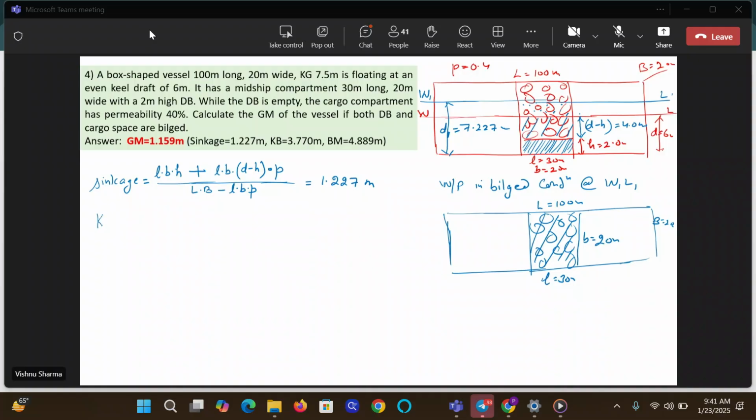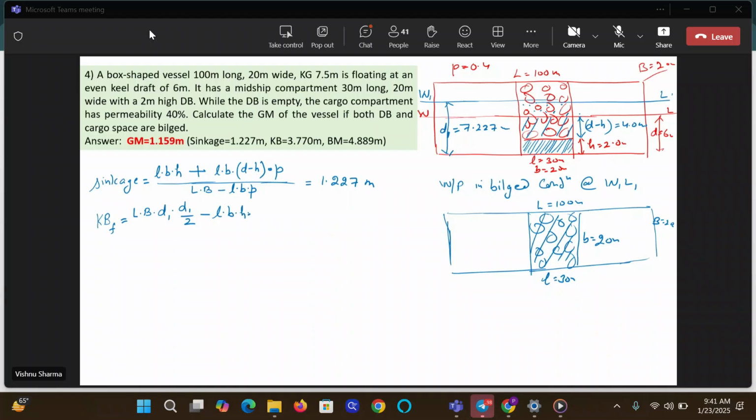Now, KB in the bilged condition will be vertical movement of the underwater volume. So I'm writing, if anybody does not understand, again you have to tell me what is the issue. This is the vertical movement of the underwater volume up to W1 L1. From here, I need to knock out, either you can put a box bracket or you can make some minus minus both. There are two distinct volumes which are under the water and are not contributing to buoyancy. It's 100% volume of the DB tank. How much is that volume?